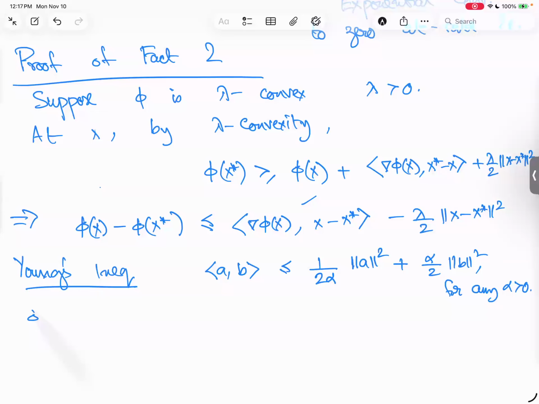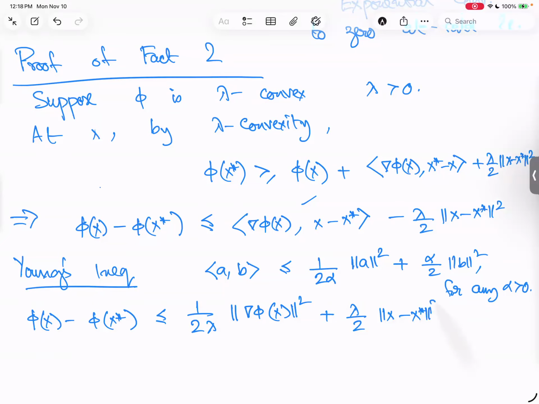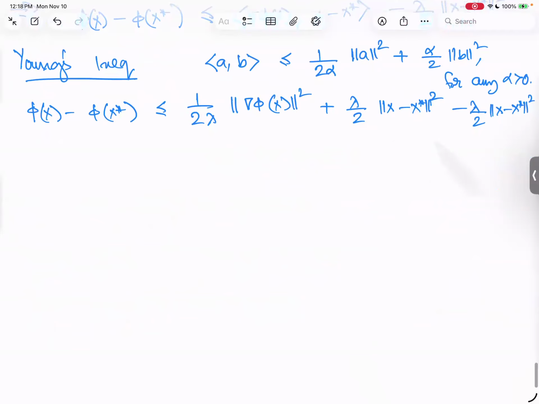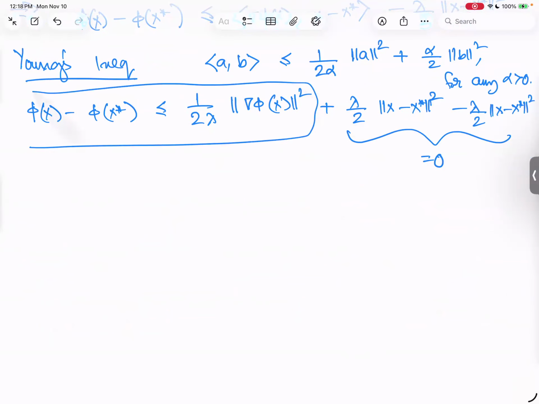And so I get phi of x minus phi of x star is less than or equal to 1 over 2 lambda norm of the gradient of phi of x squared, plus lambda over 2 norm of x minus x star squared. And then I have a minus lambda over 2 norm of x minus x star squared. This clearly cancels out, and the remaining part is my PL inequality.